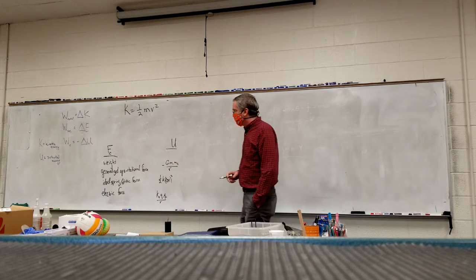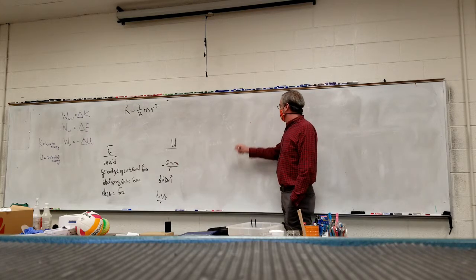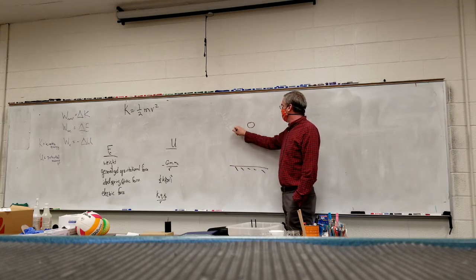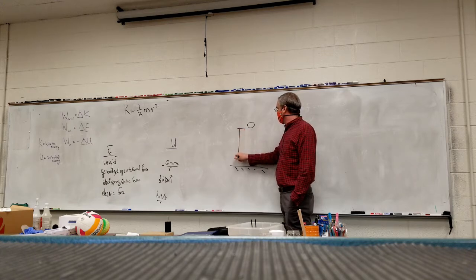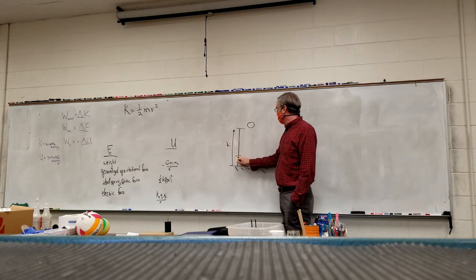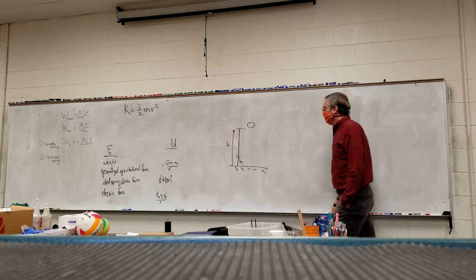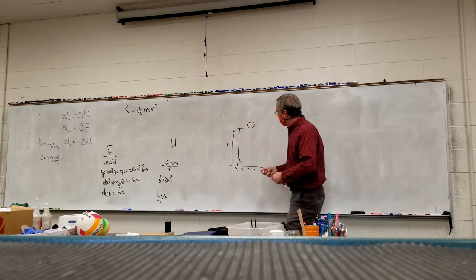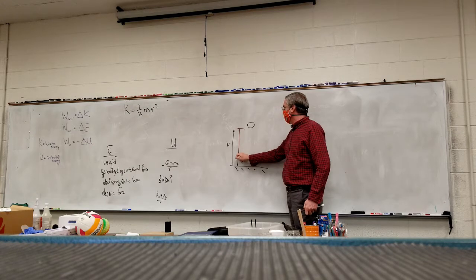Wait, let's deal with that now. So I've got ground right here. I have an object that is going to fall. It's going to fall from this distance right there, some distance h. This is some initial height, and this is some final height. So it's going to fall that distance.